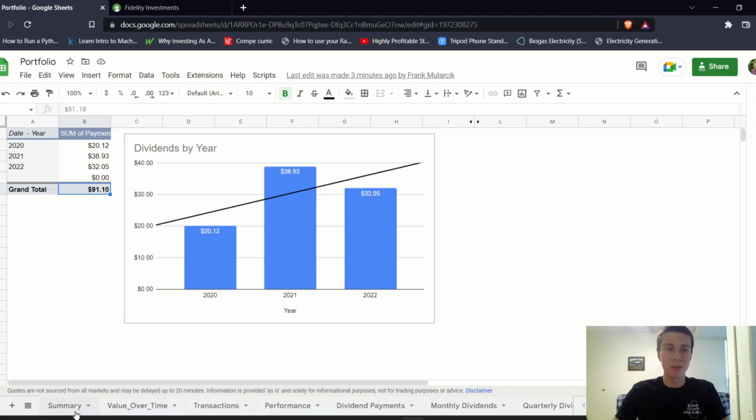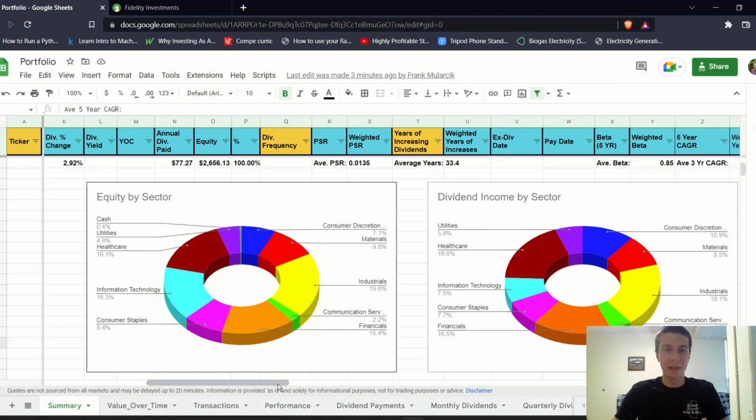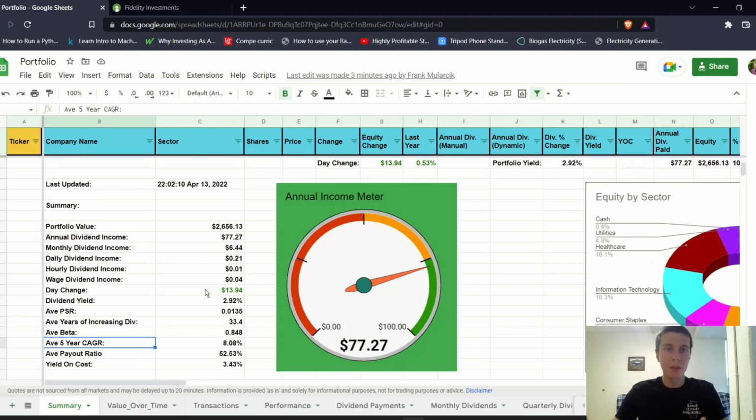If we go back here as well to look at the main summary page, we can see the updates that were made. First of all, the portfolio value is now around $2,656, which is awesome. The annual dividend income is now at $77.27, which is up about $5 from where we were before we made this update. That is exciting as well. Getting fairly close to that $100 per year mark, which is awesome to see. Monthly dividend income is up to $6.44, which does not seem like that much, but I remember just a year or two ago, the monthly dividend income was at $2 or $3. So it's really grown pretty quickly, which is really exciting to see.